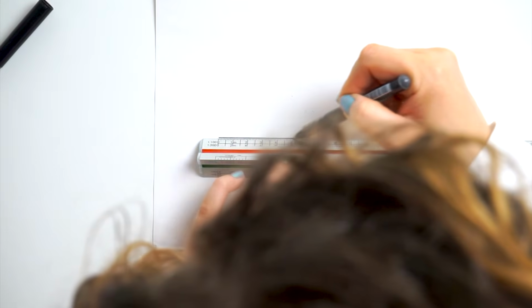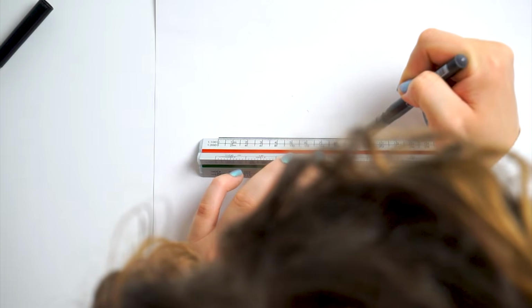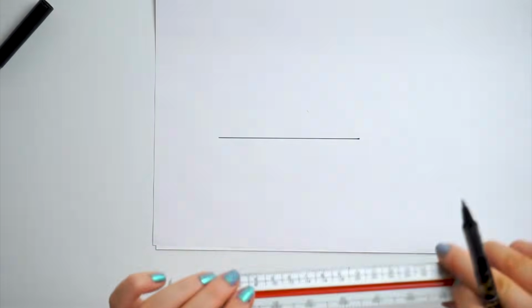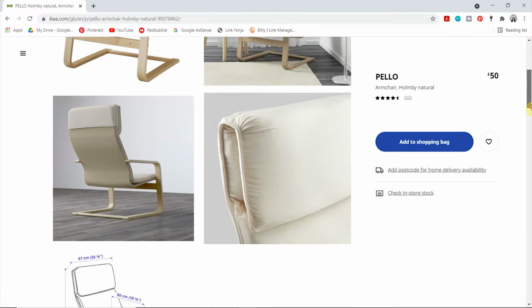This represents the wall that's 9.5 meters in length, only 100 times smaller than the real life dimension. Make sense? Let me try and draw a chair as another example. The chair I want to draw is this one from IKEA.